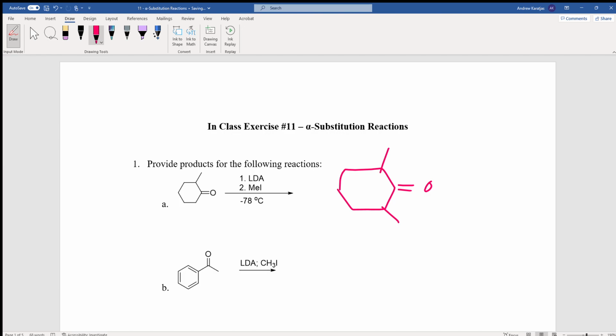Part B, our carbonyl is not symmetric either, but it doesn't really matter in this case. Why not? Well, if we look at the left side of the carbonyl, that alpha carbon, there are no hydrogens there. Since there's no hydrogen there, we can't form an enolate on that side, and any alpha substitution has to take place on the other side. Again, our electrophile is a methyl, and so we can see that the result is the addition of that methyl group.